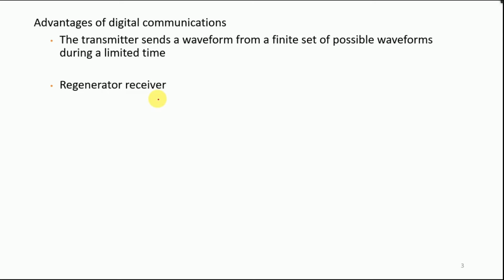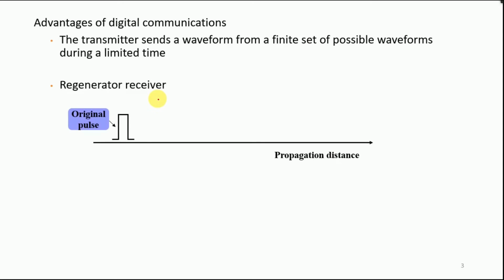Next, we can use a regenerative receiver. By that, what I mean is that if you have a pulse, say we want to send a bit of value 1, and it has plus 5 volts. So we generate plus 5 volts and transmit it. At 100 meters from the source, there is some attenuation that you would observe.